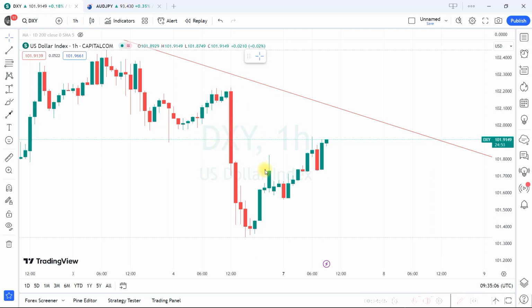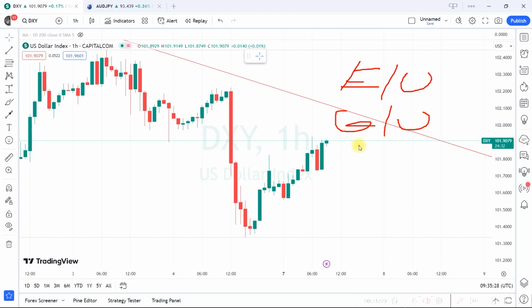But remember, this is forex trading. It is possible in some brokers to trade the DXY only, but for most brokers, you only have to trade currency pairs. For example, the euro versus the US dollar, GBP versus the US dollar, Australian dollar versus the US dollar. These are currency pairs you have to trade, right?